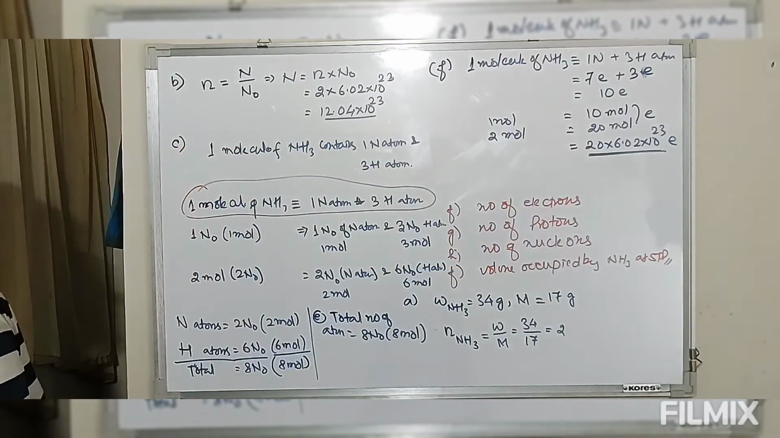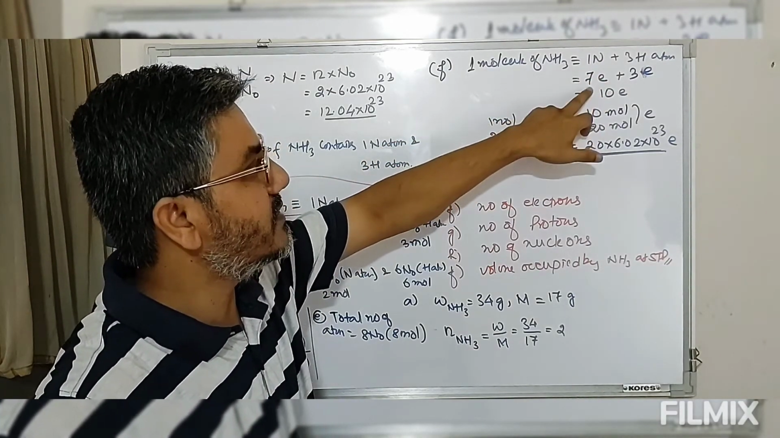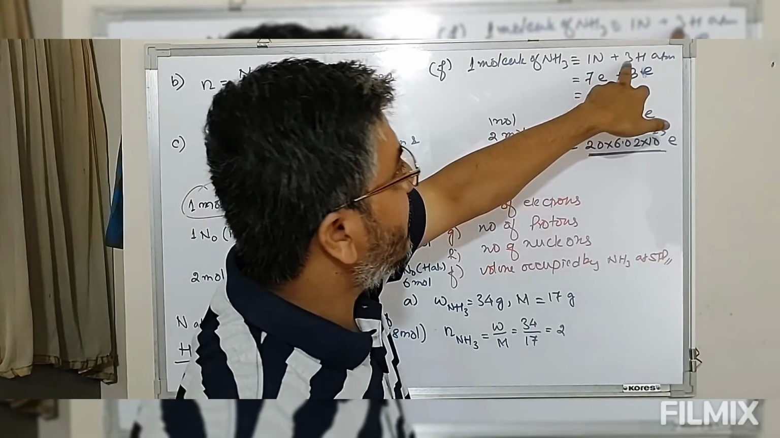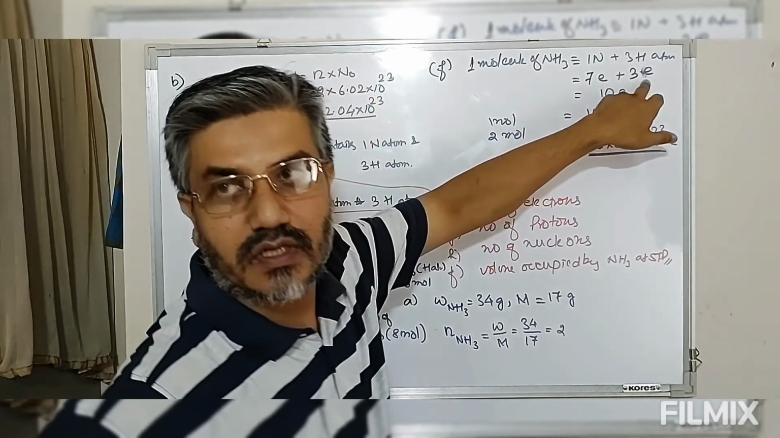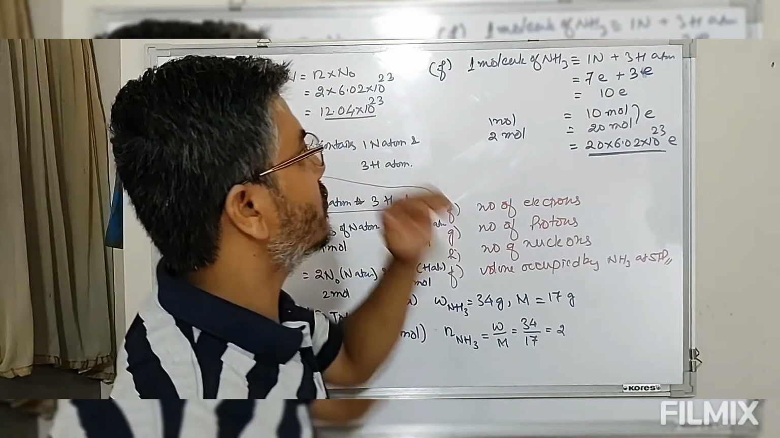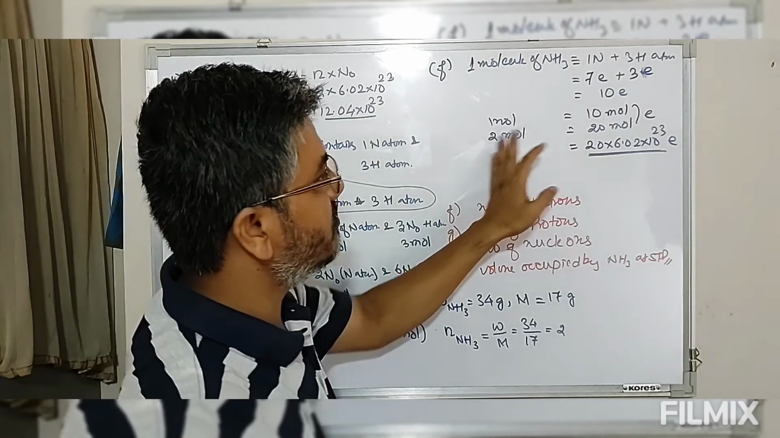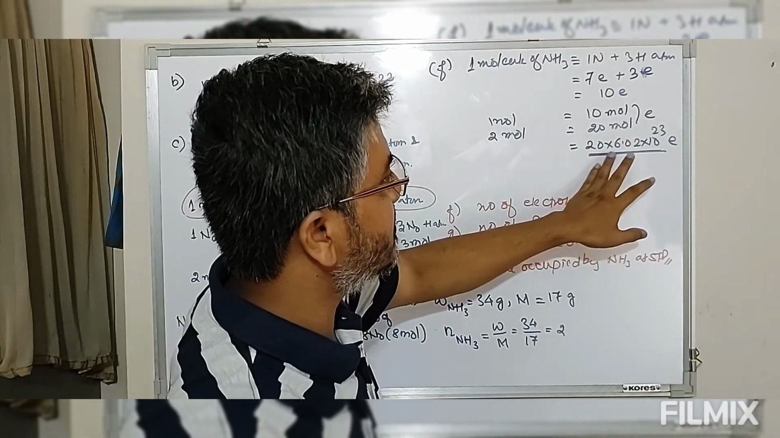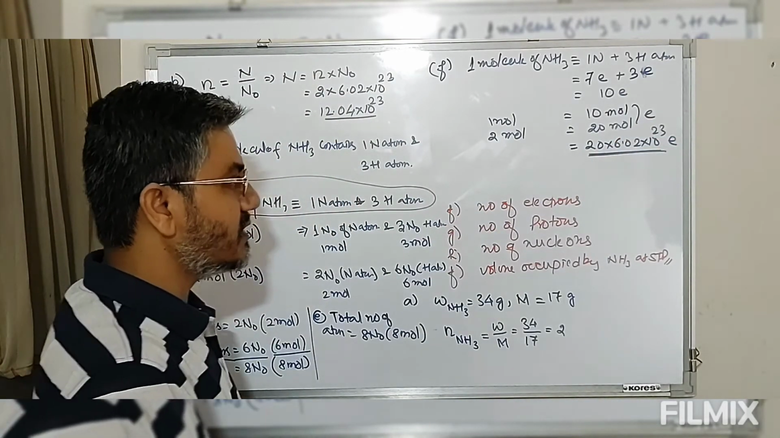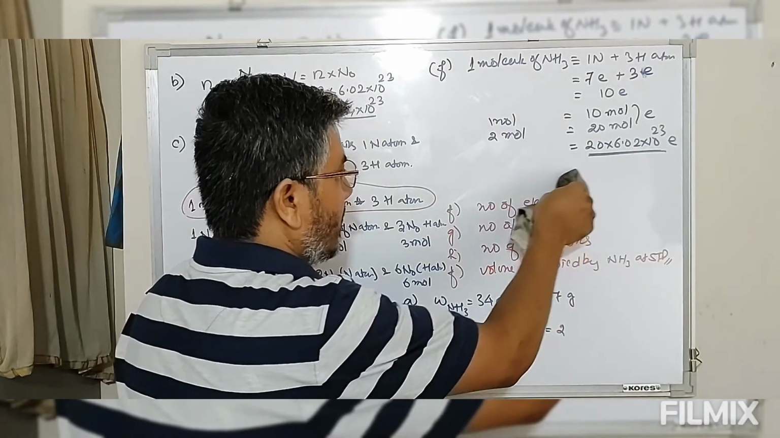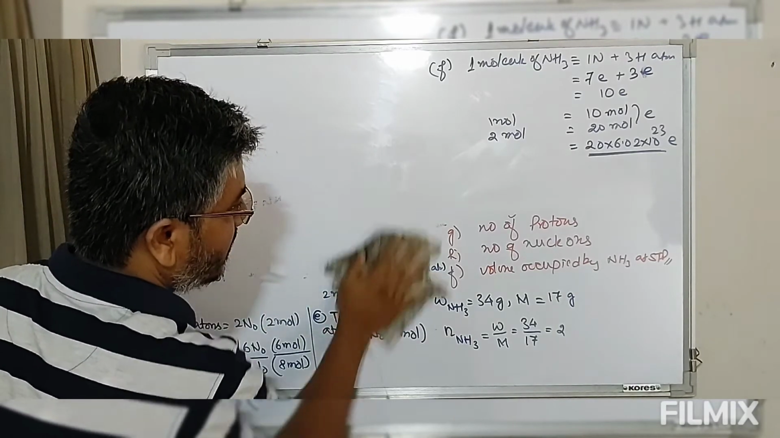gram of ammonia. So now look at this, one molecule, one nitrogen, atomic number of nitrogen is 7, so 7 electrons. One hydrogen, atomic number is 1, so 1 electron. There are 3 hydrogen atoms, so we have 3 electrons. So the number of electrons present in one molecule is 10. So the total number of electrons present in 2 moles will be 20 moles. So 20 moles means 20 into 6.02 into 10 to the power 23 electrons. See, this is the total number of electrons present in 34 gram of ammonia. Then the next problem says total number of protons.